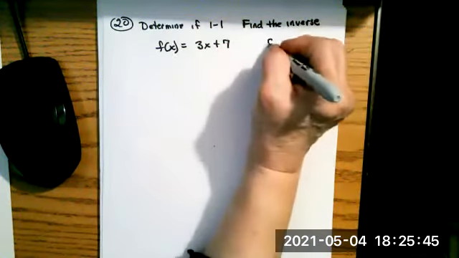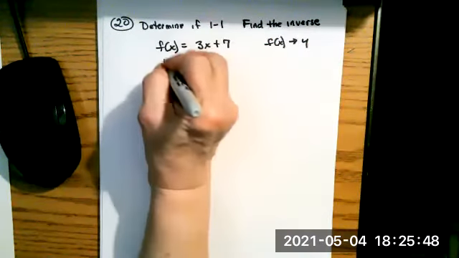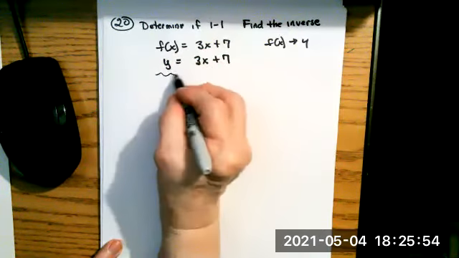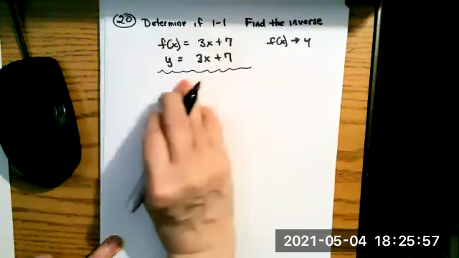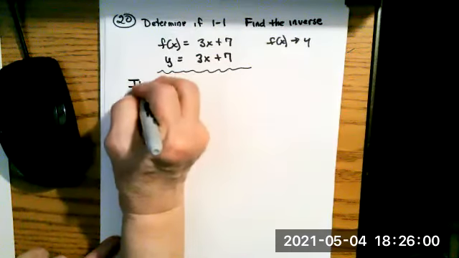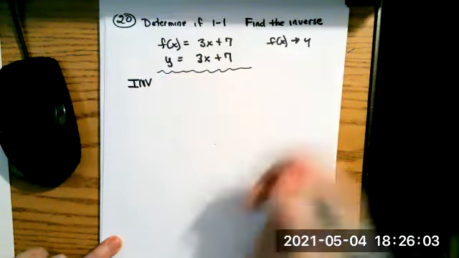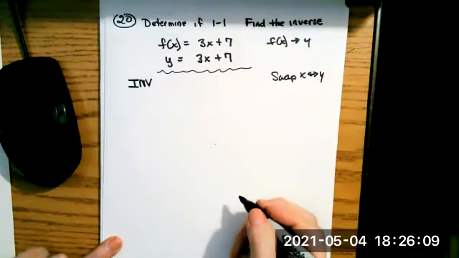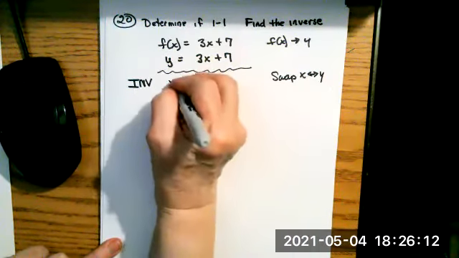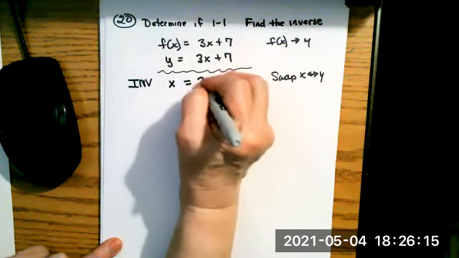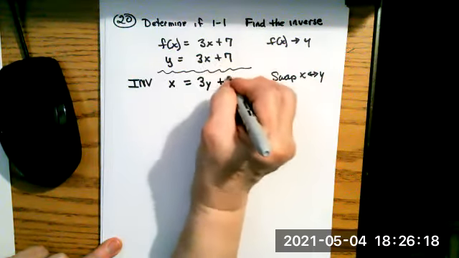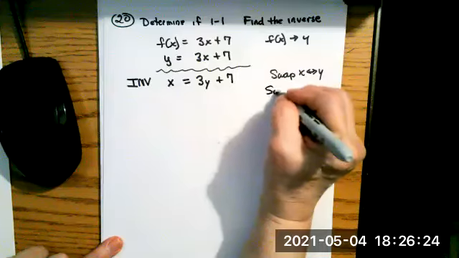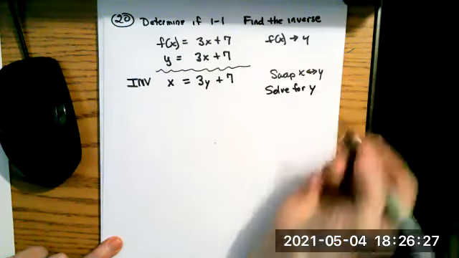First, you change your f of x to y. So this is y equals 3x plus 7. That's the end of that problem. What you're going to do now is start your inverse process. This is your inverse right here. This is where you swap the x and the y. So where this is y, it's going to say x. And where it's x, it's going to say y. The 3 stays there, the 7 stays there. That's the inverse process.